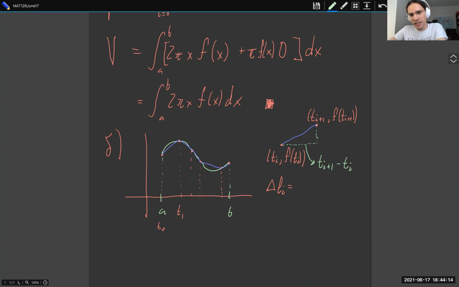Okay, now what about this height? What is this height? F of t sub i plus 1 minus f of t sub i? Exactly. And so if I have these two length measures, then what is the length of the diagonal? How can I write the length of the diagonal?